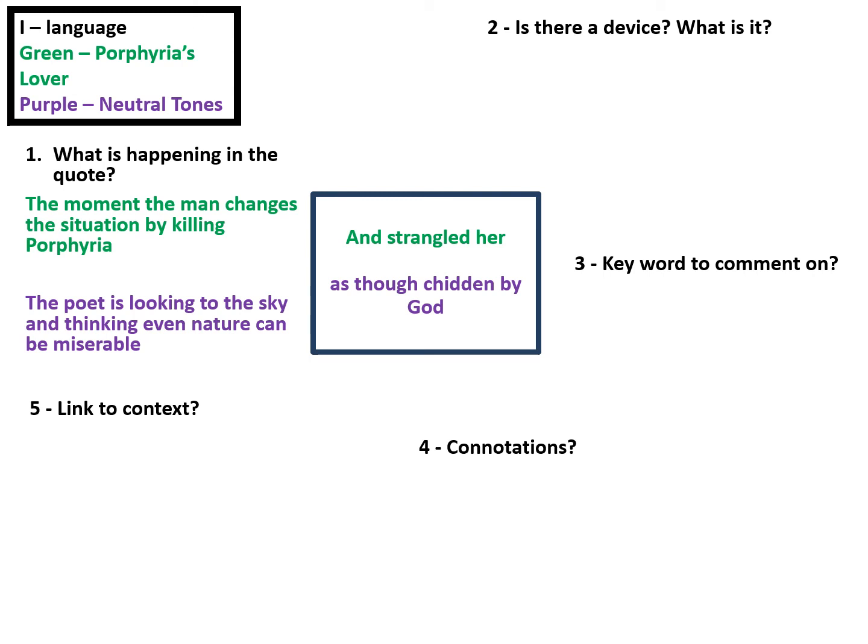Question 2. Is there a device? What is it? Well, yes, there is. I already mentioned in my introduction what device I was going to use. In both poems, it is angry verbs, and I've chosen specifically the verbs strangled and chidden. Pause this recording now to write your answer to question 2.